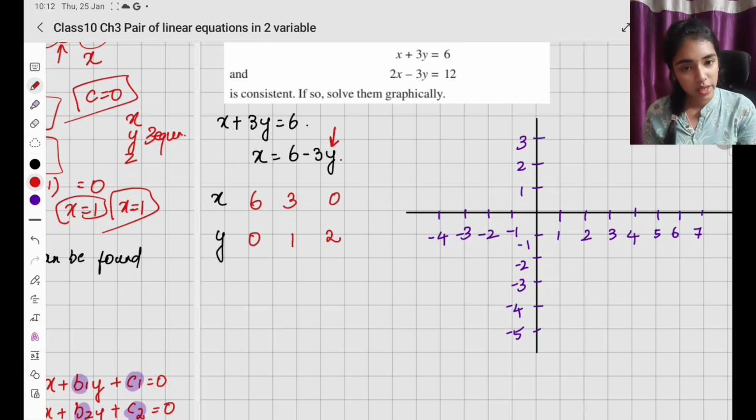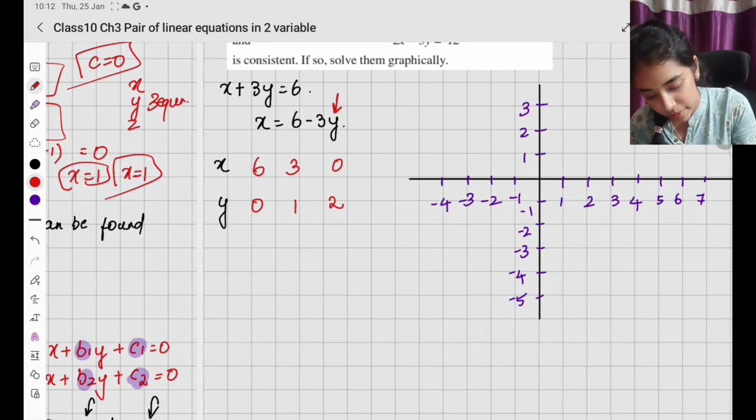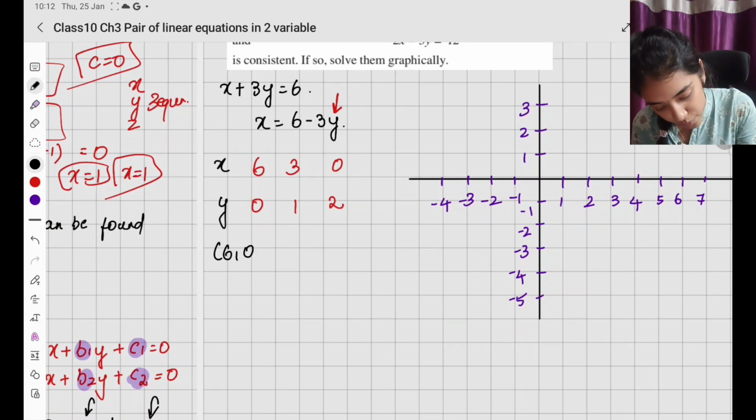Okay, so 3 points is enough to plot. More than that is not needed. If you want, you can do it, but it is not needed. Okay, so now how are the points? The points are going to be, first point 6, 0.